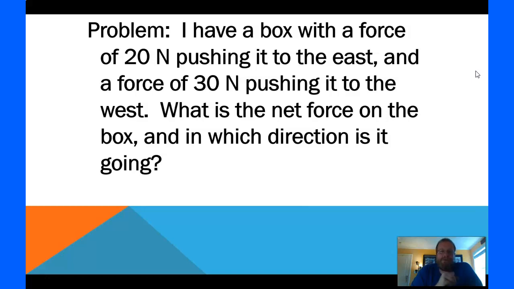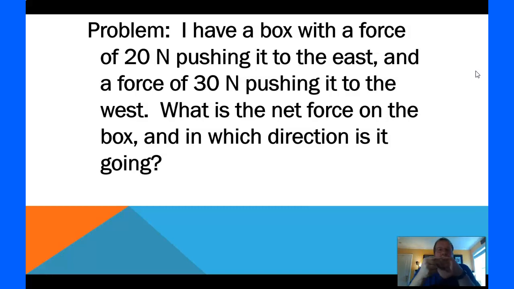It would help if you could draw this out. Draw a little box. Have 20 newtons pushing it to the east. East is normally to the right. So draw a little arrow going to the east and put 20 newtons on top of it. Then draw another arrow going to the west and write 30 newtons on top of that.